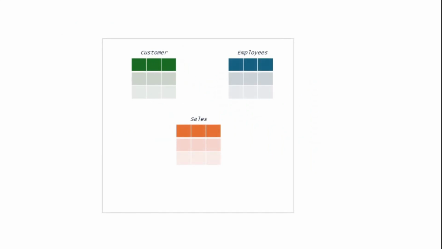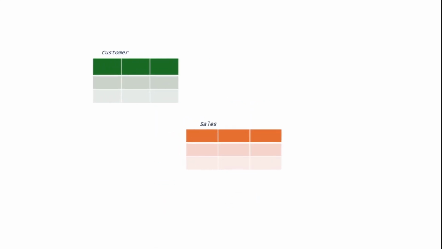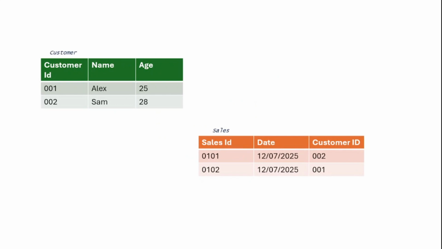Now, here is the cool part. These tables don't work alone. They are linked together logically with something called relationships. To connect tables together, we use something called primary and foreign keys. Let's first understand a primary key.